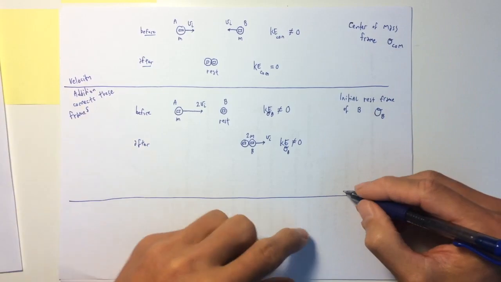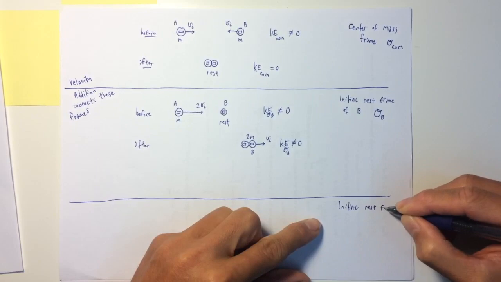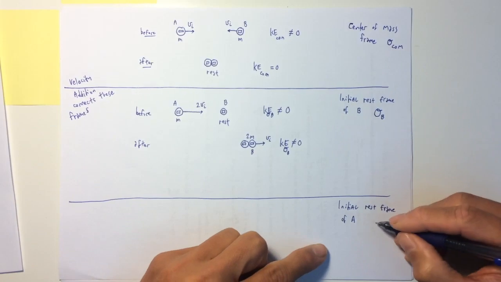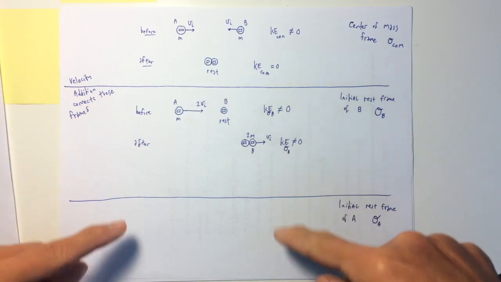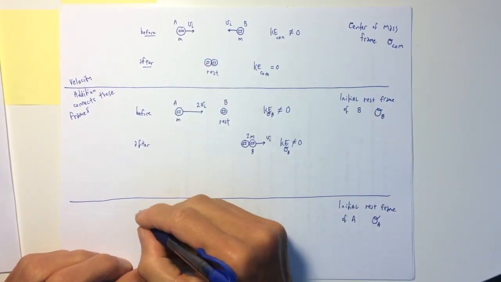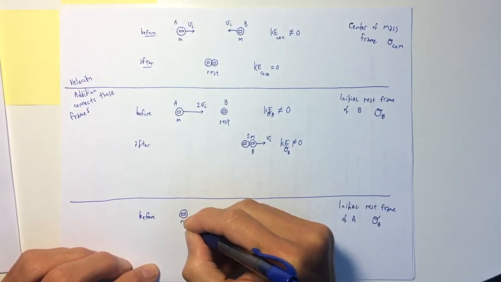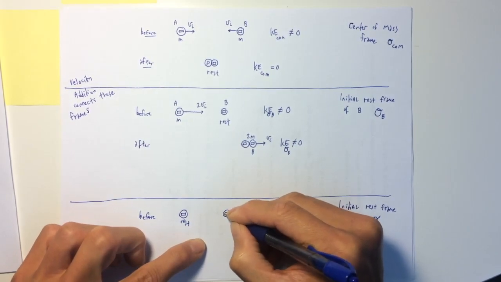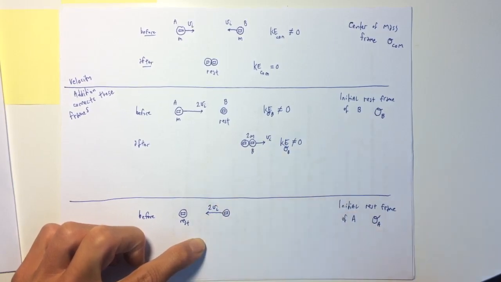So what if I instead take a third frame of reference, the rest frame of A before the collision? This we might designate as O sub A. And I bet you can see what it's got to look like. Before the collision, object A is at rest, and object B is headed directly towards it at twice v sub i. This is object B, this is object A.